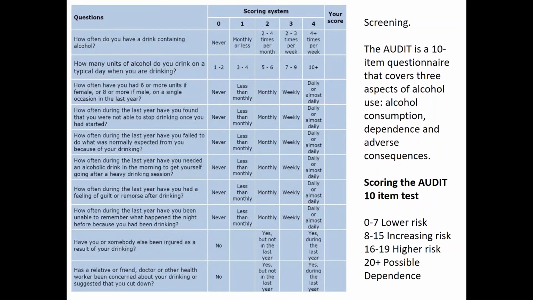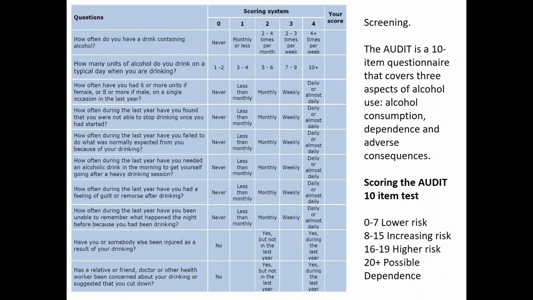So in terms of alcohol, you've probably seen this screen or a version of it before. This is the AUDIT, which is a 10-item questionnaire that covers 3 aspects of alcohol use: alcohol consumption, dependence, and adverse consequences. So this is picking up the abuse and dependence criteria as well as harms. And it is scored across that 4-point scale that you see there.